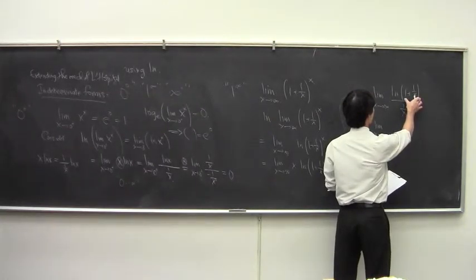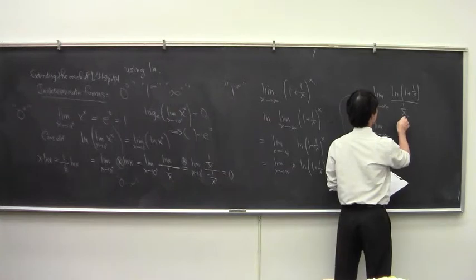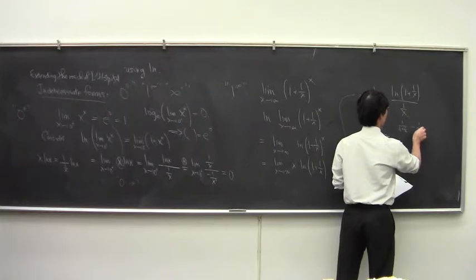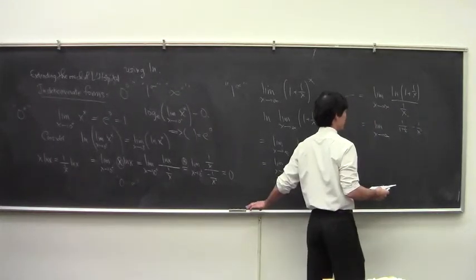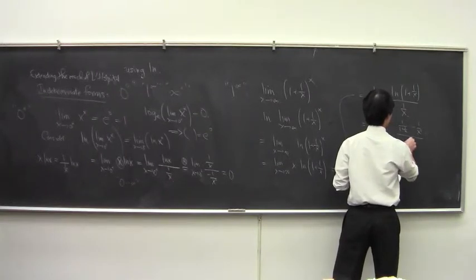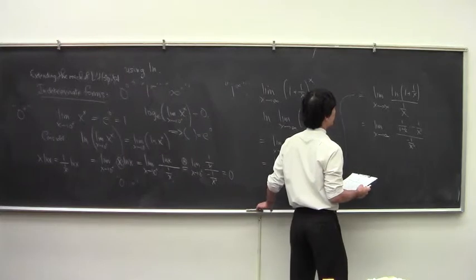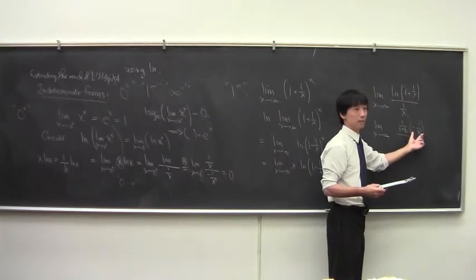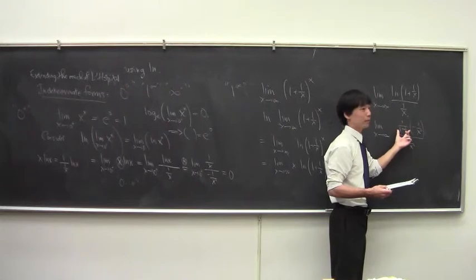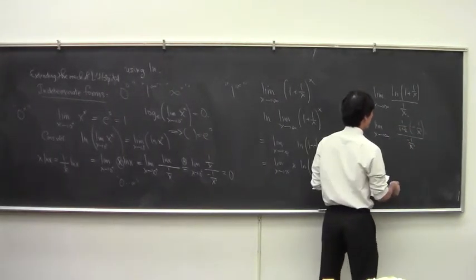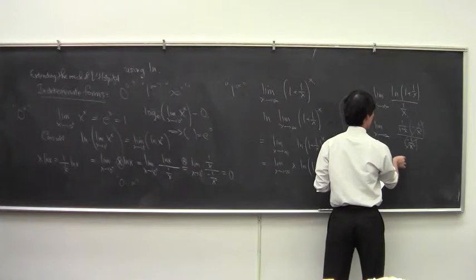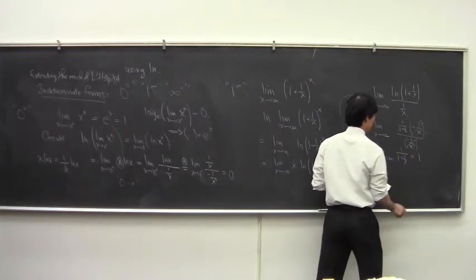What do you get when you do this? 1 over 1 plus 1 over x, times negative 1 over x squared, over negative 1 over x squared. Is that right? So you take the derivative of the top, that's the negative 1 over x squared, and then you divide by the derivative of the bottom. And then the negative 1 over x squared cancels out. And you have 1 over 1 plus 1 over x. And so you get 1.